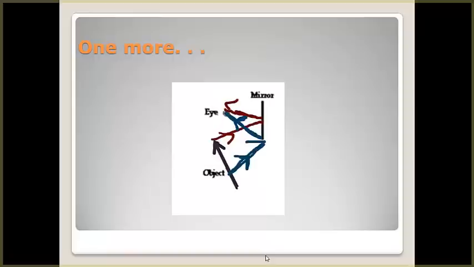Now here's a question for you. Can I actually see the entire object in the mirror? That answer is no. I can only see this portion of the object. There's not a ray leaving the tail end of the arrow to hit the mirror and travel towards my eye.